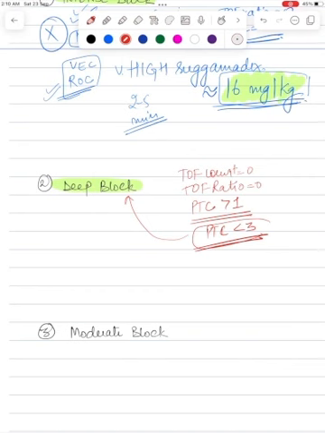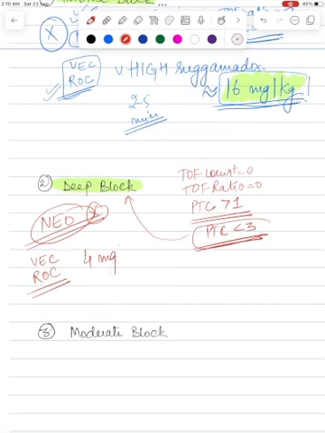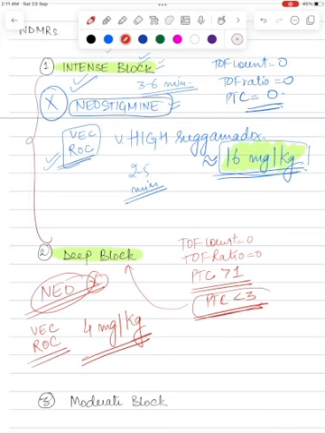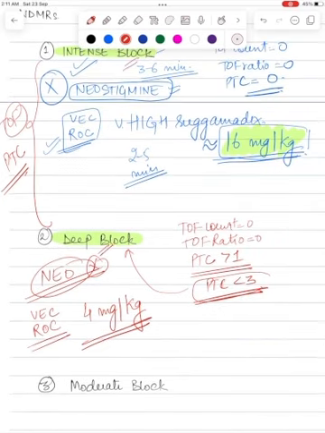Again, a deep block cannot be reversed by neostigmine. And if you need to reverse a deep block produced by vecuronium or rocuronium, you require sugammadex in the dose range of 4 milligrams per kg. If you need to monitor neuromuscular function in case of intense or deep block, you cannot use TOF, and you can use post-tetanic count stimulation to monitor neuromuscular function in case of an intense or a deep block.